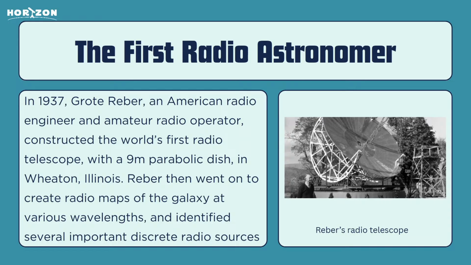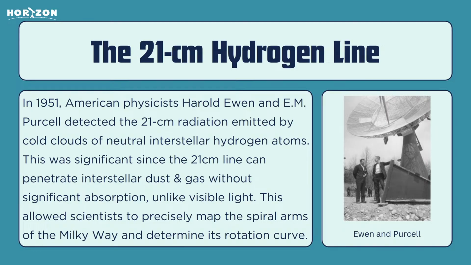Let's now take a look at some seminal discoveries in radio astronomy. Firstly, we have the 21 centimeter hydrogen line. In 1951, American physicists Harold Ewen and Edward Purcell detected the 21 centimeter radiation emitted by cold clouds of neutral interstellar hydrogen atoms.